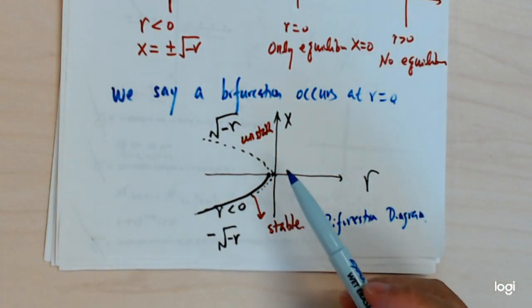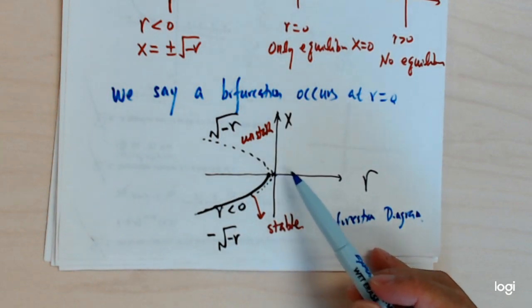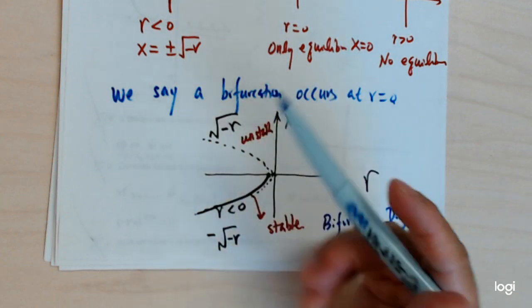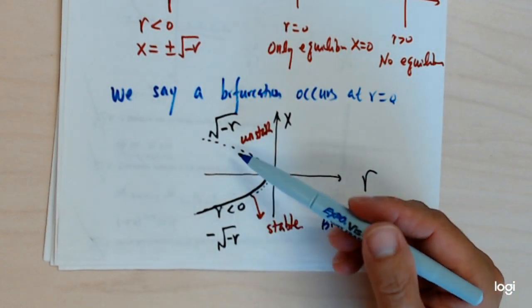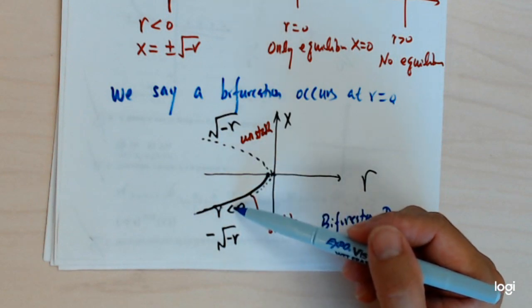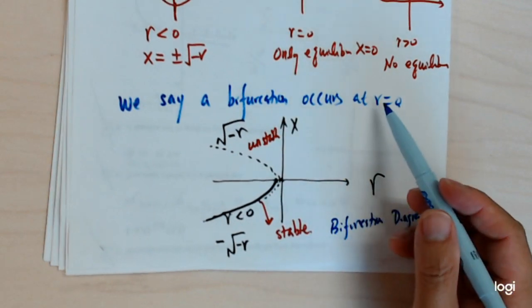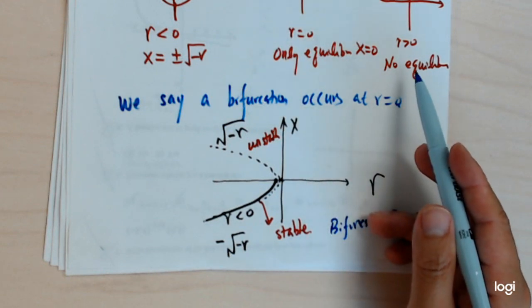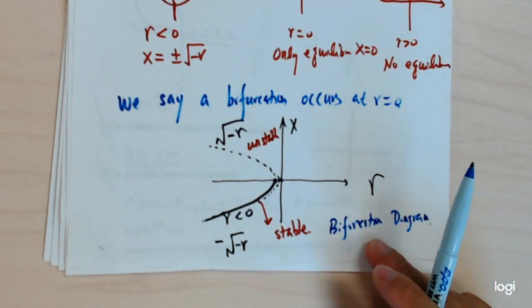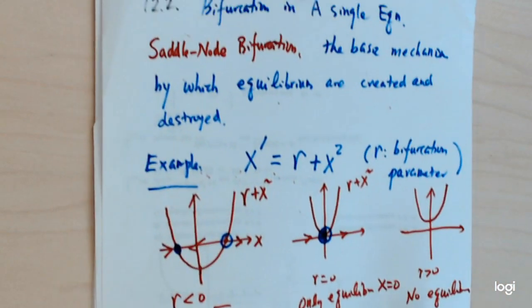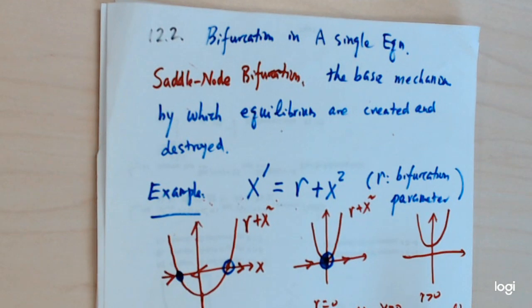And we claim that a bifurcation occurs when R crosses 0, because on the left side, it's basically the same, even though the size of the equilibrium changes, there are always two equilibriums. One is unstable, the other one is stable. But when R crosses this threshold at 0, there is no equilibrium. So this is what we call the bifurcation diagram, and this is the bifurcation diagram for saddle node bifurcation.